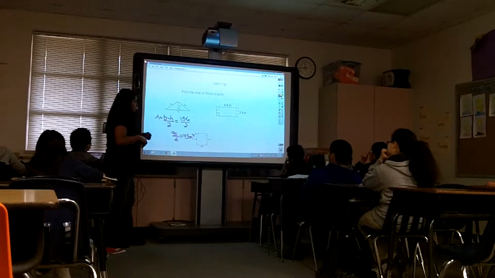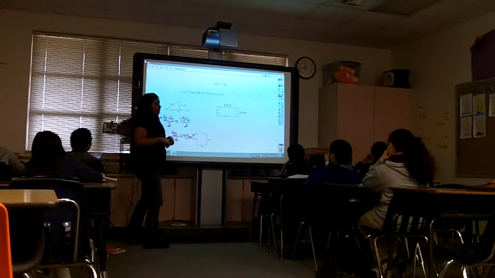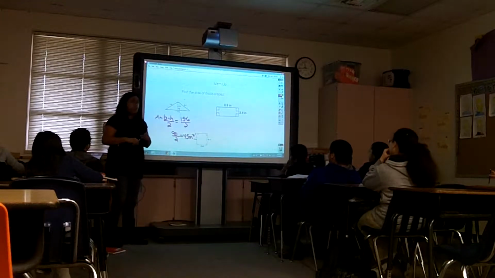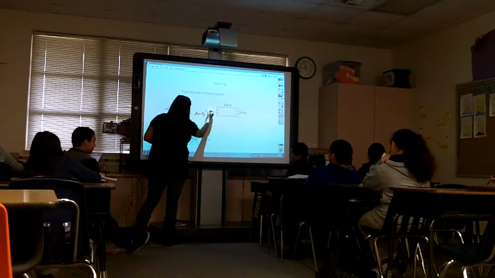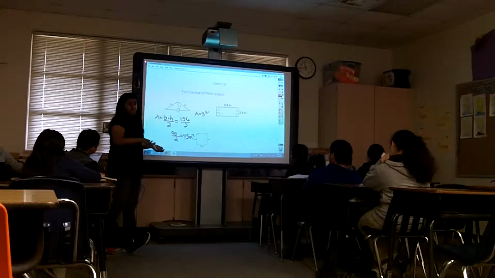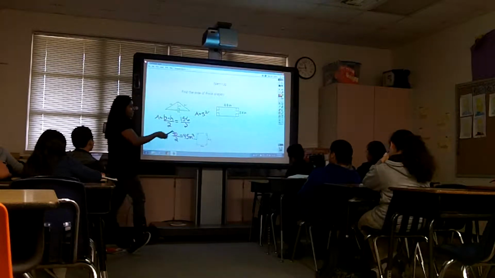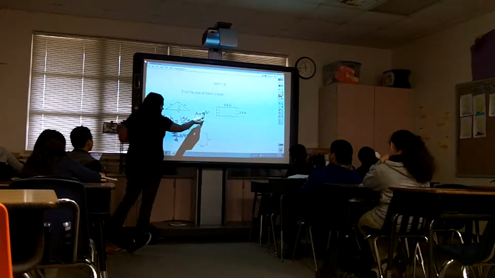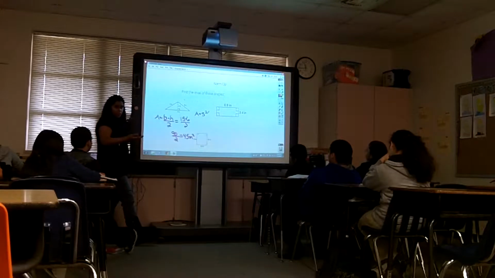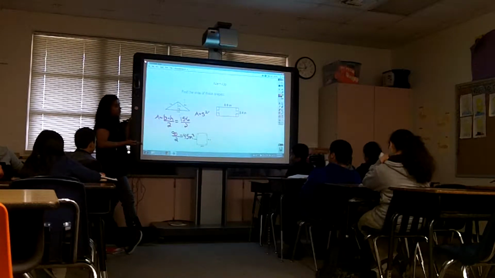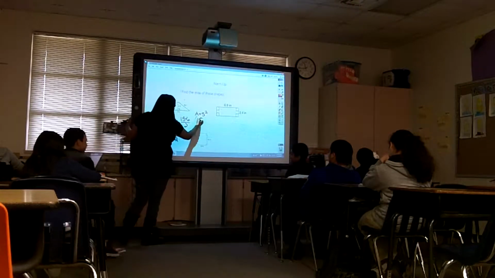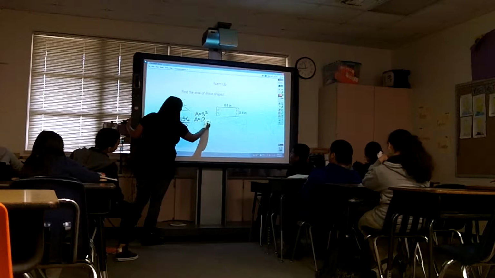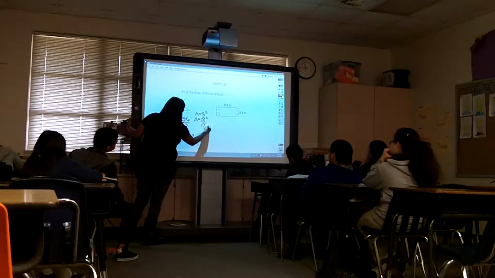Alright. Now let's look at this one. What kind of shape is that? Square. It's a square. Remember I told you the formula for area of a square is S squared because all sides are equal. So this is the same thing as multiplying whatever the side is by itself. 18 times 18, or 18 squared.